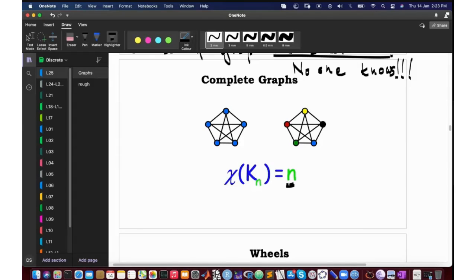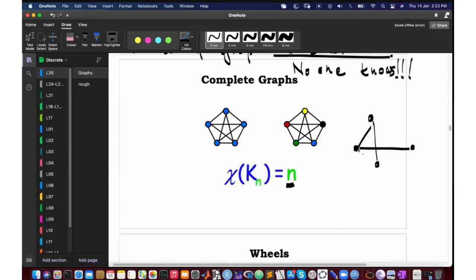And here I pause for someone else to answer. Because every node is connected to every other node, which means for any two vertices I can't use the same color because they have an edge between them. Okay, good point. Who was that?